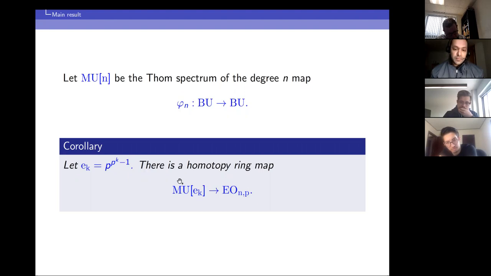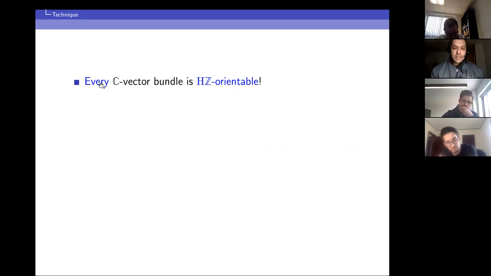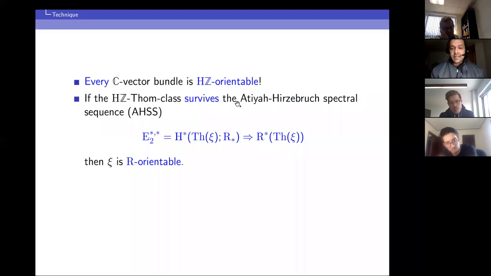So first of all, this could be a nice exercise in some algebraic topology course to show that complex vector bundles are all HZ orientable. This is a well-known fact. And if the HZ Thom class survives the Atiyah-Hirzebruch spectral sequence calculating the R homology of the Thom space, then we can conclude that the bundle that we started with is actually R orientable. So this is the technique that we use.